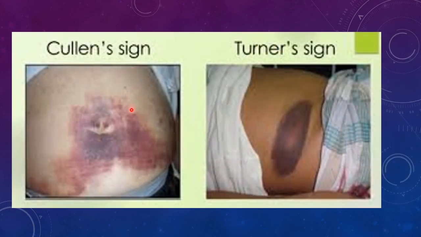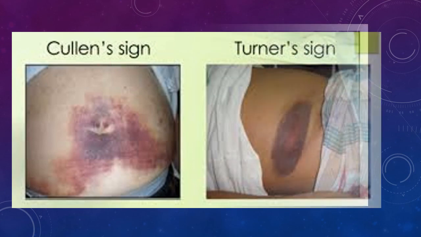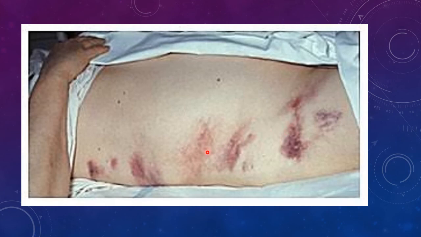Okay, this is the Cullen sign around the umbilicus, the ecchymosis, due to the bruising of the subcutaneous tissues. And here this is on the lateral side, lumbar region, Turner sign. Cullen sign, Turner sign. Okay, this is Grey Turner sign, where the back, the lumbar region is predominantly affected by this bruising.